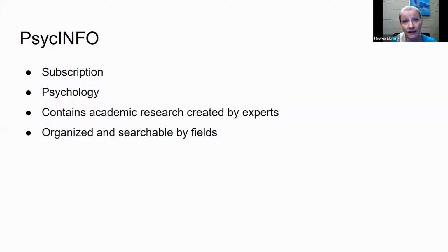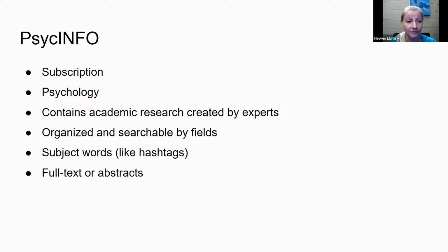PsycInfo is organized as a database and searchable with fields that are assigned by the database and allow us to have an ease of use when searching this information. It utilizes subject words, which are like the hashtags, that tell us a little bit more about what that piece of information is about. And it does contain some full text articles or abstracts, which are summaries of the article.